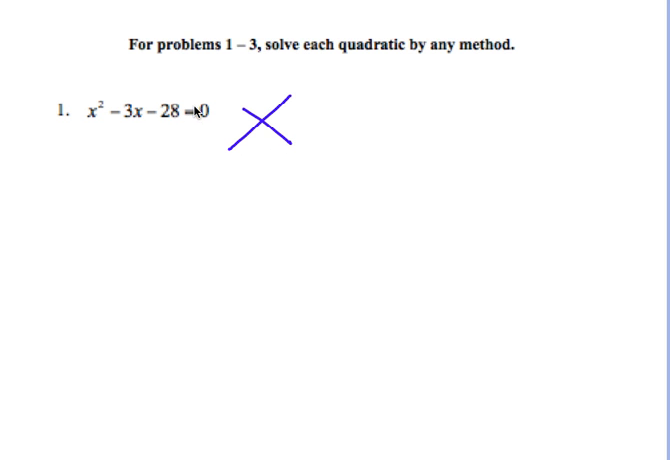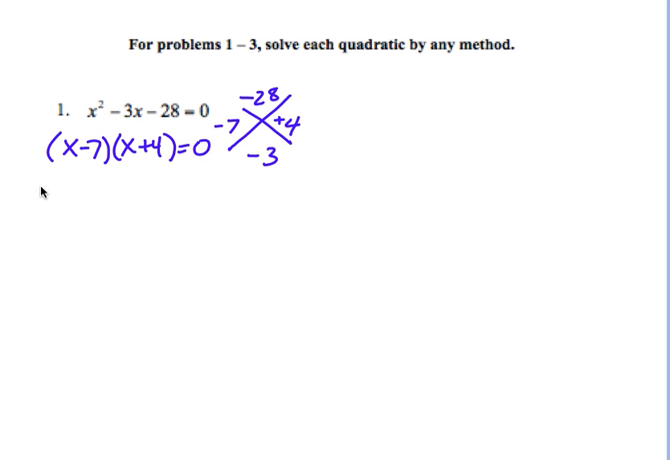So you're trying to find two numbers that multiply to give you 28 or negative 28, but add to give you negative 3. So you got to think, what two numbers can you multiply and get a negative 28? Well, 7 times 4 will give you 28, but it's got to be negative. And 7 minus 4 will give you 3, but it's got to be negative 3. So that means you want the 7 to be negative and the 4 to be positive. So that would give you x minus 7, x plus 4.